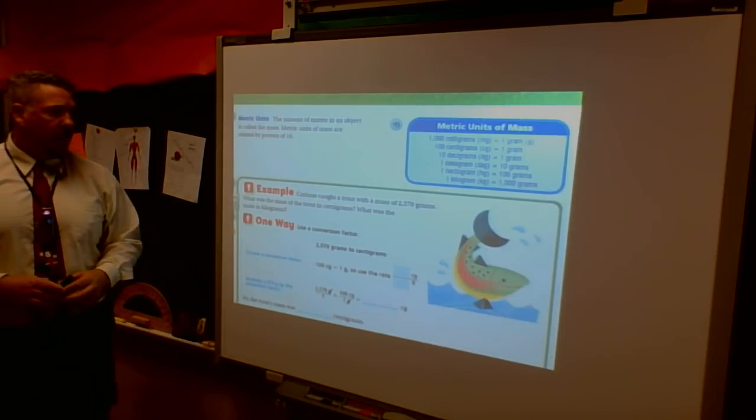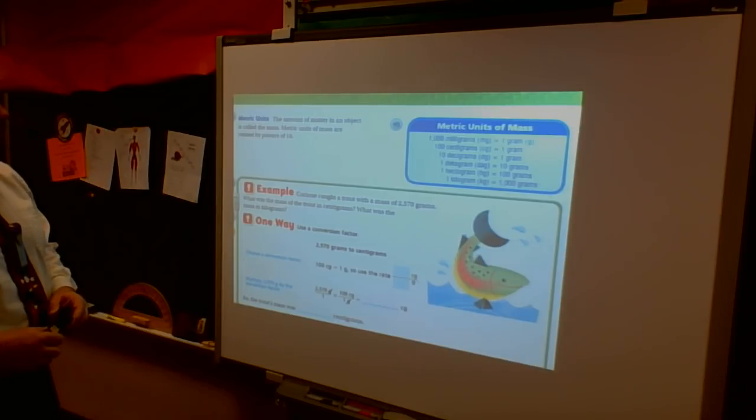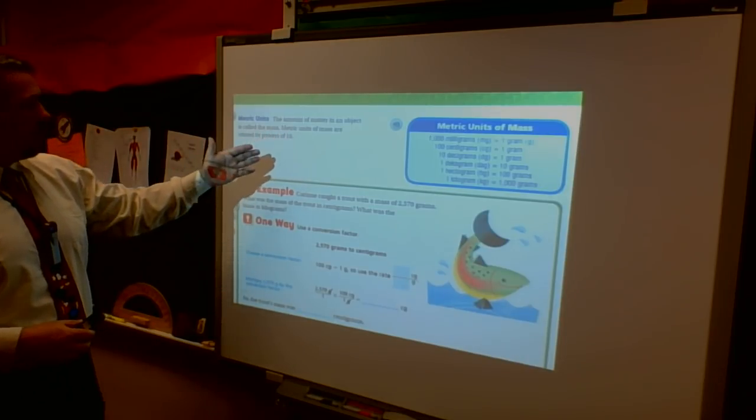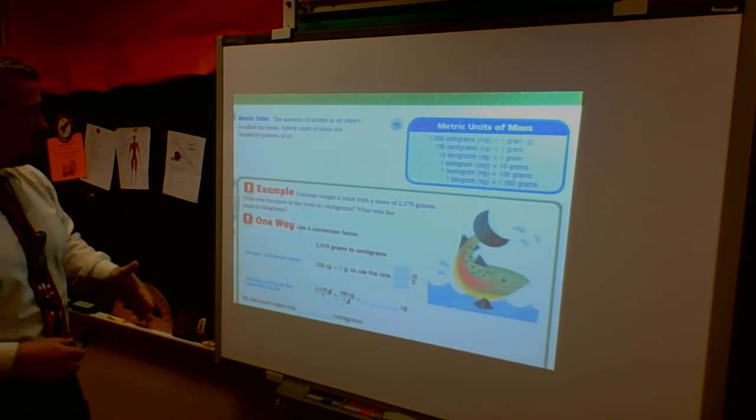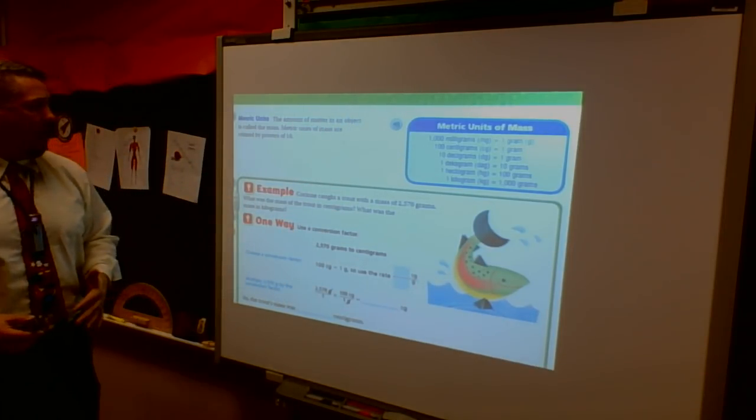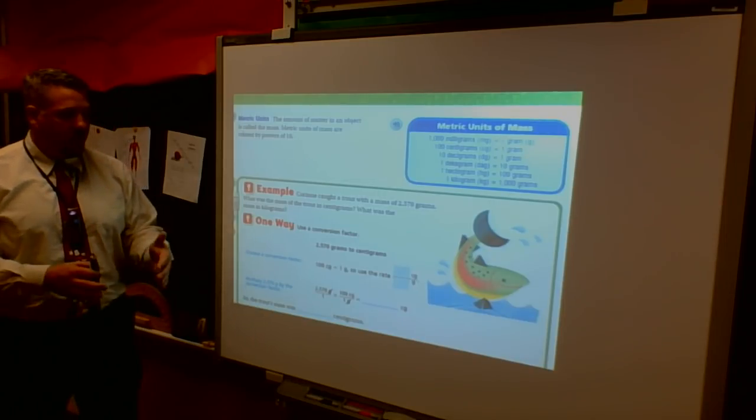All right, let's look at the second example they give us then. This is the amount of matter in an object. It's called the mass. So this is our mass measurements when it comes to the metric system. Metric units of mass are related by the powers of 10.